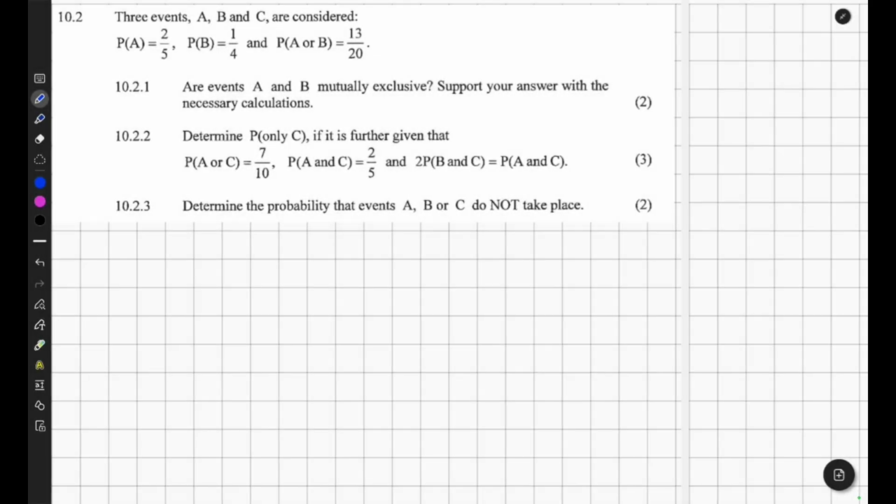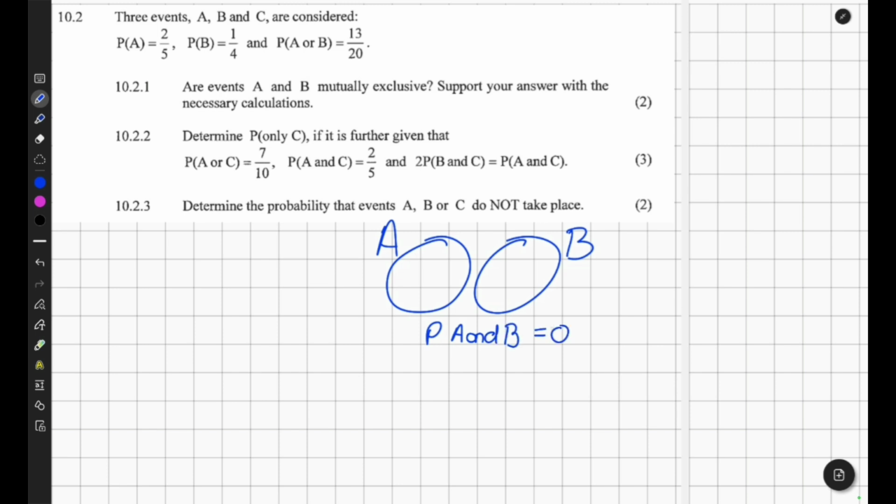Question 10.2. So we're still in grade 11 probability, but now it's very theory-based. So let's see how bad this can get, or maybe this is an easy one. 3 events, A, B, and C, are considered. Are events A and B mutually exclusive? Support your answer with the necessary calculations. Now, something is mutually exclusive if the circles do not overlap, if this is A and that is B. Another way to see this is if P(A and B) is equal to 0. So meaning there's nothing that overlaps in the circles.